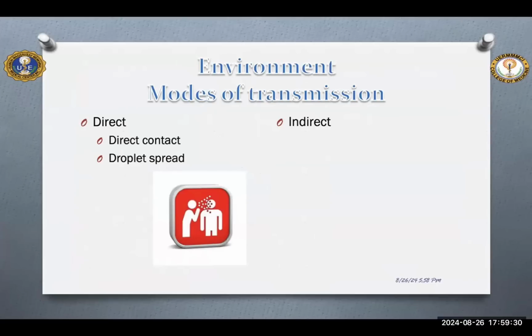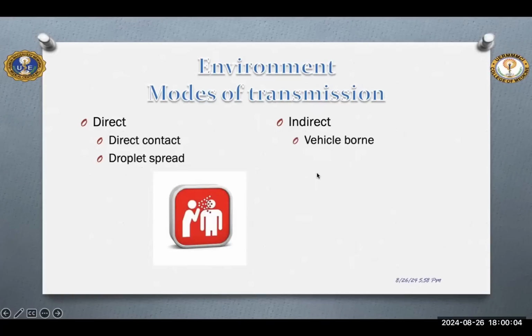Droplet spread refers to spray with relatively large short-range aerosols produced by sneezing, coughing, or even talking. Droplet spread is classified as direct transmission because of the direct spray over a few feet before the droplets fall on the ground. Examples of droplet spread are respiratory syncytial virus, tuberculosis, and flu.